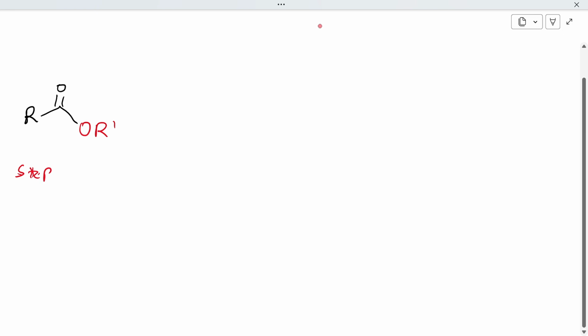So to begin with, I'm having my ester. My ester here is going to be R to represent the carbon chain. Then on the other hand, I'm having oxygen bonded to R pi, as my ester. And in first stage, step 1 of transesterification, I'm going to do protonation.